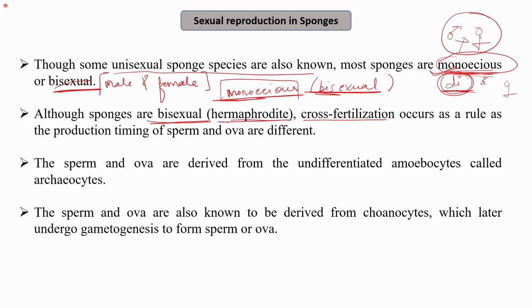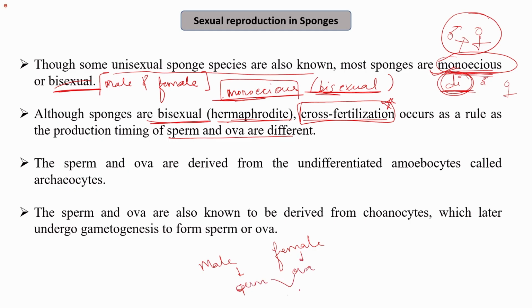Cross-fertilization occurs as a rule, as the timing of production of sperm and ova are different. So we may see why cross-fertilization is happening in this case. What do I mean by cross-fertilization? We will also need to know that. Basically, when we say that both male and female organs are present in the same individual, what we will expect is that the male reproductive organ will release the sperm, while the female will release the ova.